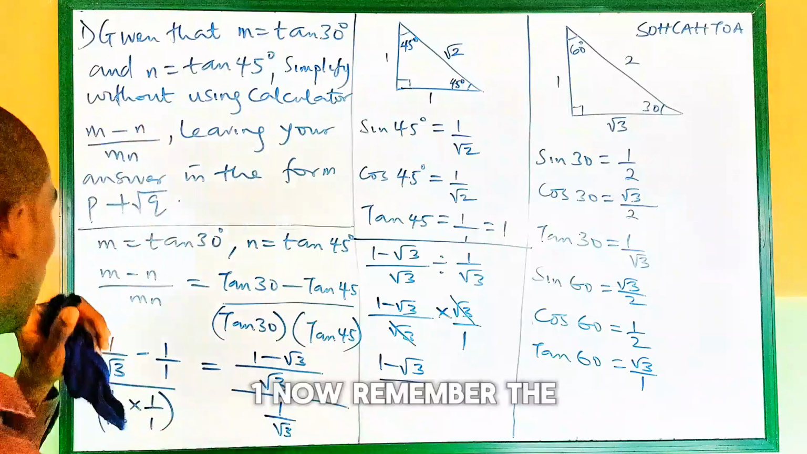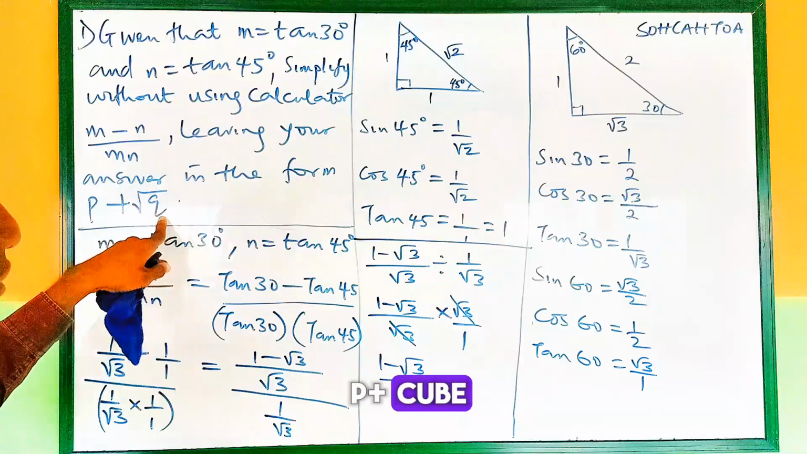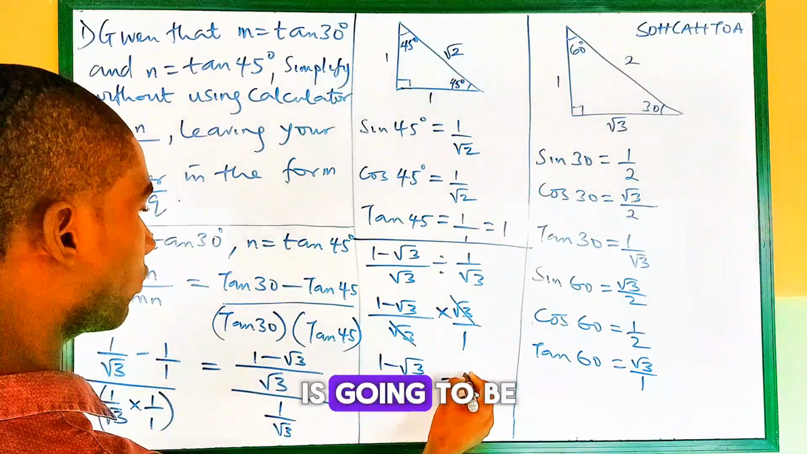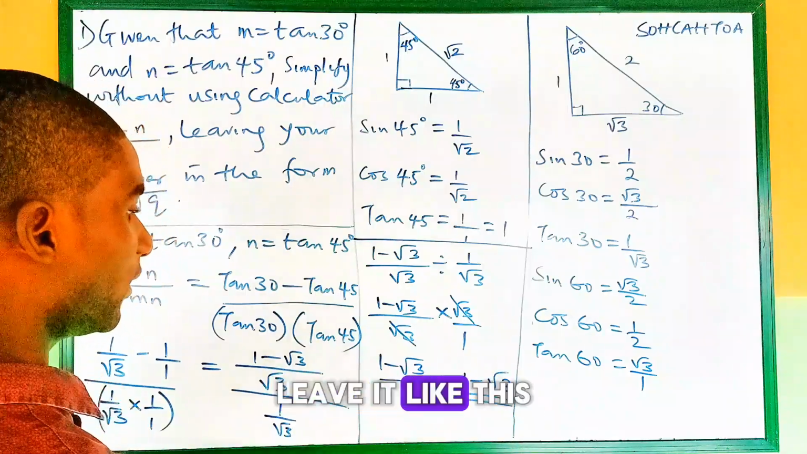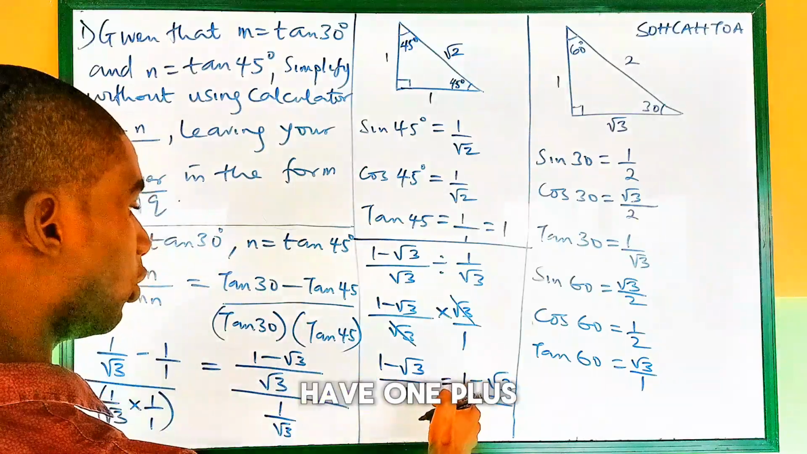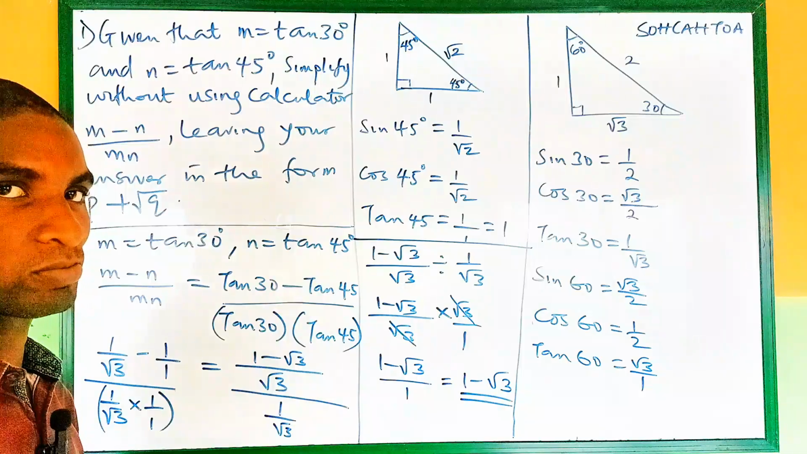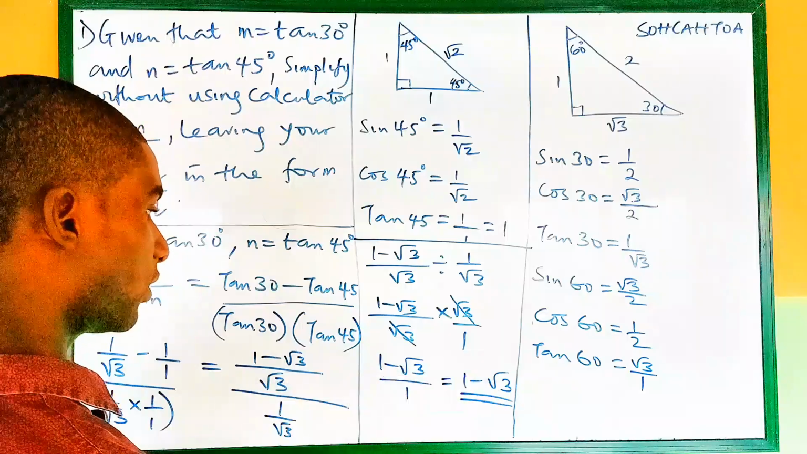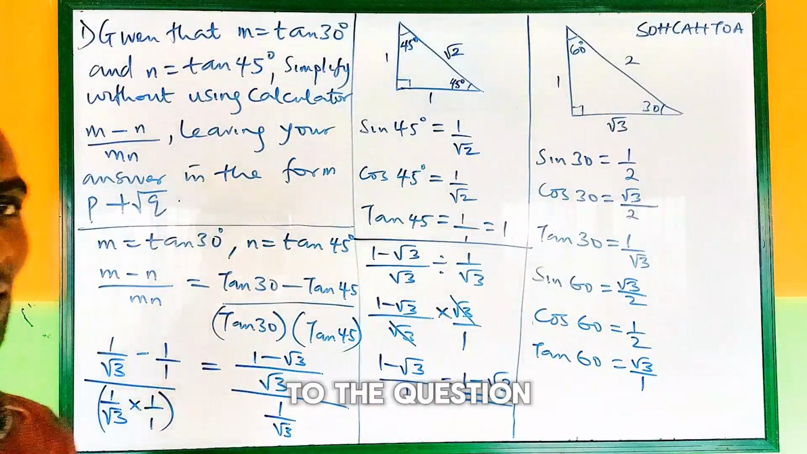Now remember the question says leaving your answer in the form P plus root Q. So the final answer is going to be 1 minus root 3. You can leave it like this, or since they said plus, you can have 1 plus negative root 3, because plus times minus is minus, so you leave it this way. So 1 minus root 3 is the answer to the question.